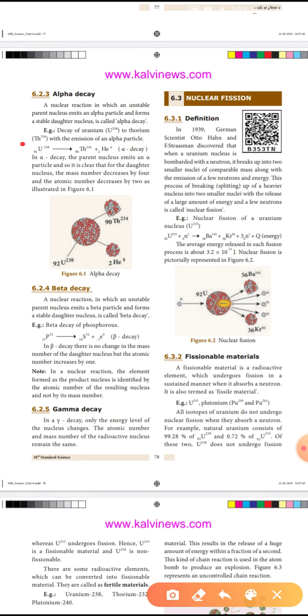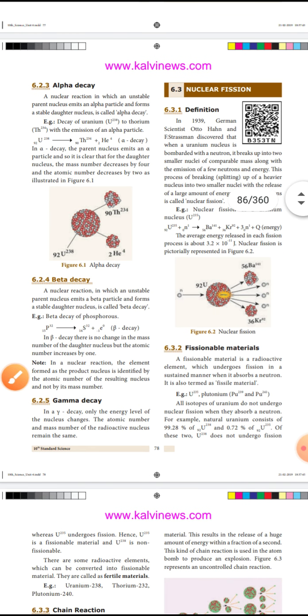So that parent nucleus is uranium. It emits thorium and helium. So uranium is unstable. This helium is stable. Helium is an alpha particle. The mass number decreases by 4 and atomic number decreases by 2. Here mass number decreases by 4.